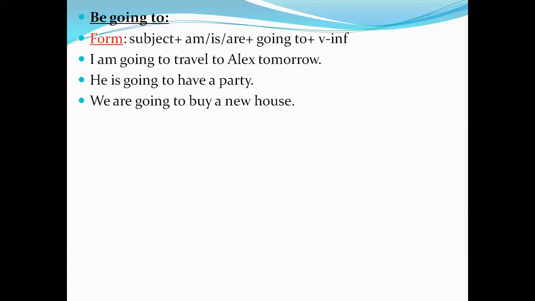Now, let's move to be going to. The form is subject plus am, is, are, and this is the verb to be, then going to and verb infinitive. Examples, I'm going to travel to Alex tomorrow. He is going to have a party. We are going to buy a new house.